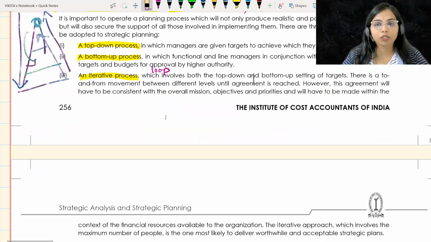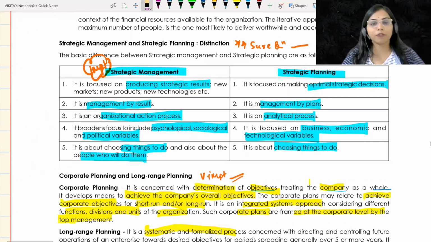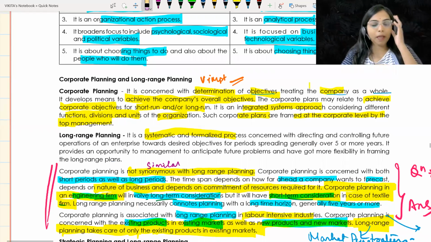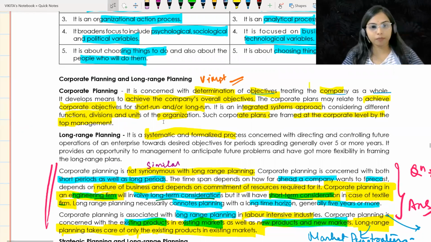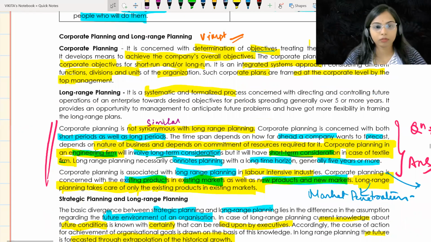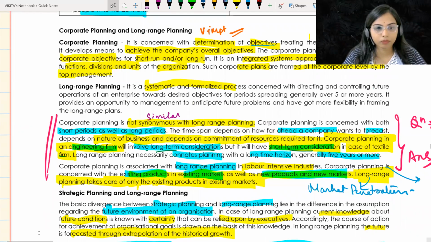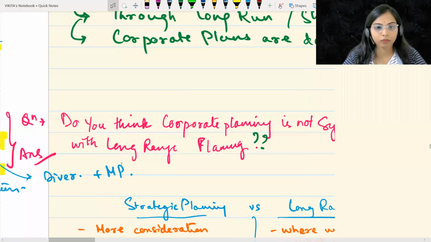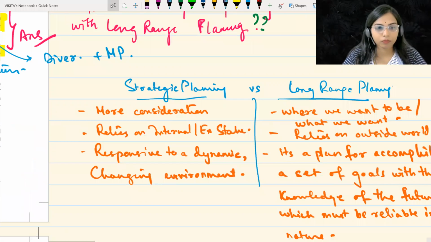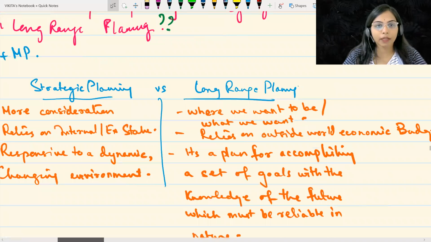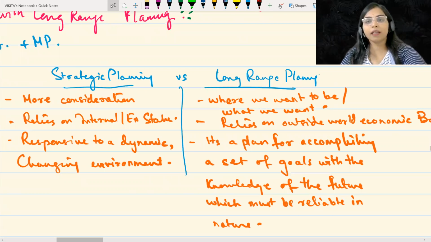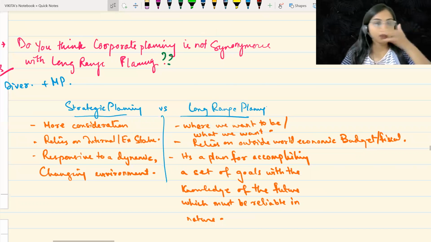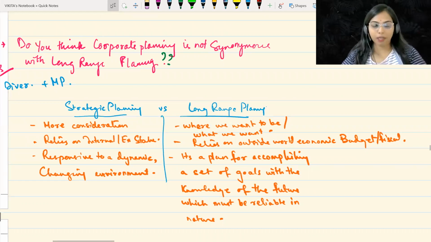Now coming down, strategic management and strategic planning difference is done. Then corporate planning and long range planning. Before we understand corporate planning and long range planning, let's understand strategic planning versus long range planning.